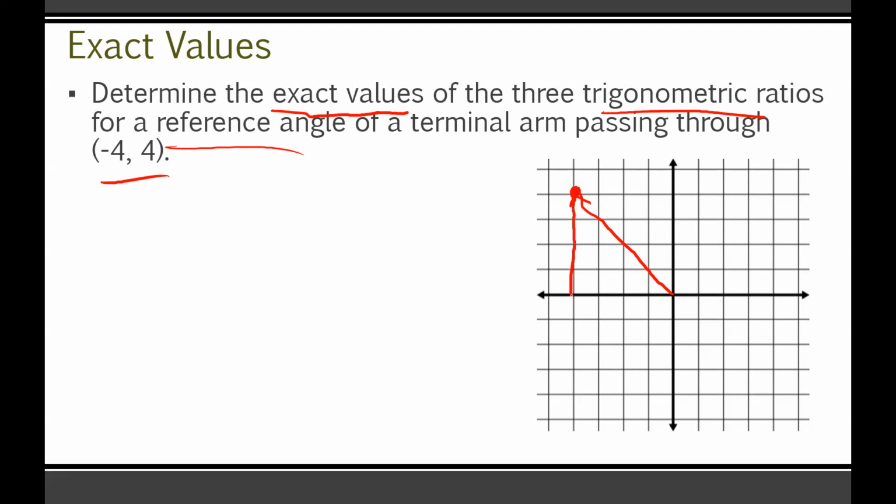So if I make it with my x-axis here, there we go. There's going to be my right angle with the x-axis. And let's label these sides. This side down here is going to be -4. This side over here is going to be +4.